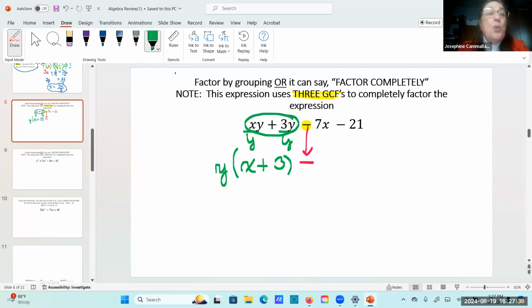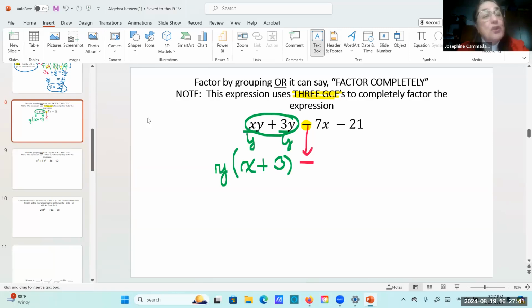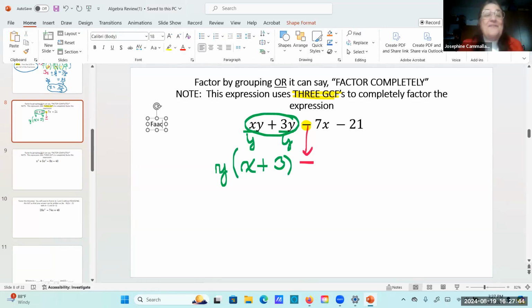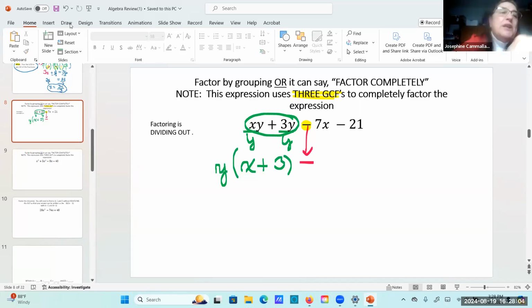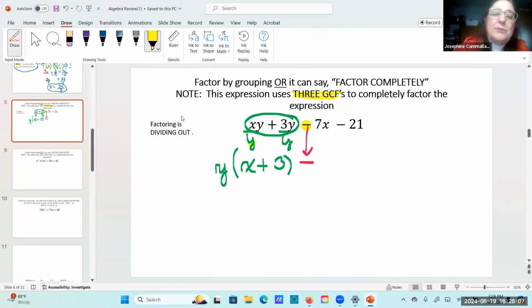In case you don't know, and maybe you were told, factoring is dividing out. Factoring means divide out. That y that I put right here and here was how I factored. Now, notice I put that little negative sign? Well, here's why.